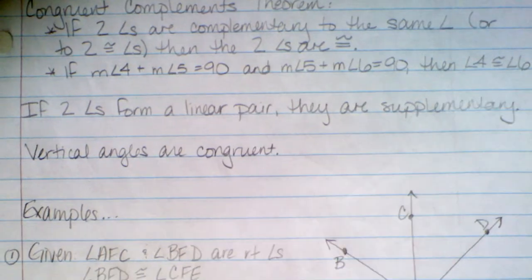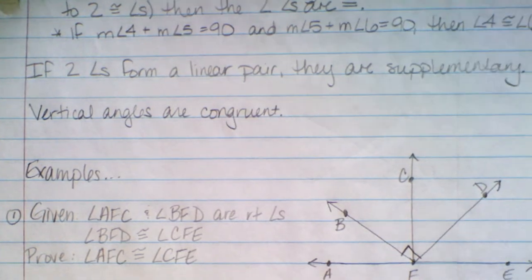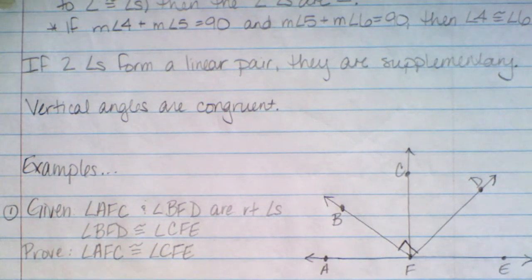Here's an example, and we're going to be using those theorems from above. Now that you've had some practice writing proofs yourself, what I would like you to do is write your two-column proof given these pieces of information: that angle AFC and angle BFD are right angles, and that angle BFD is congruent to angle CFE. I want you to prove that angle AFC is congruent to angle CFE.